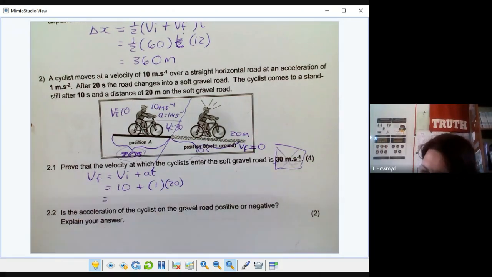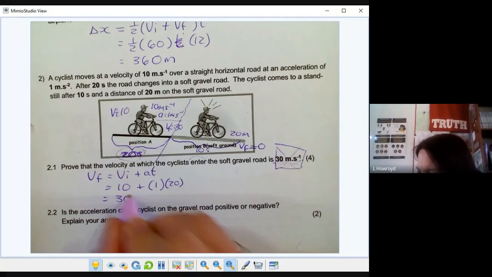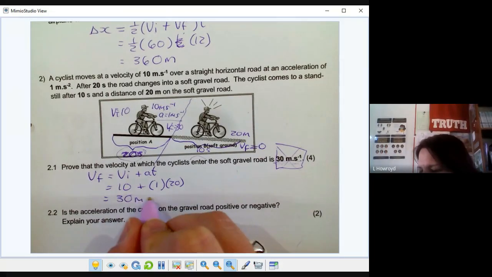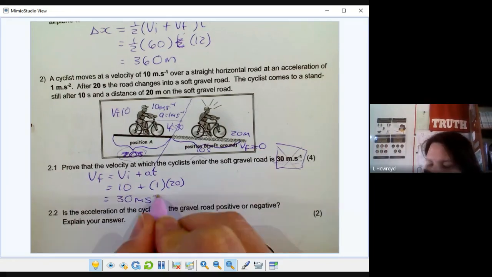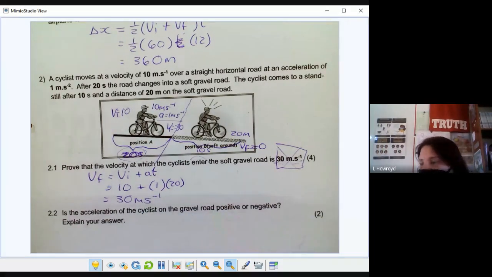That is 200. No, what am I saying? 30. I was multiplying, that's why. Okay, and that works out great. We got the answer. So that's what you do when you're asked to prove something. You're really just working it out and you already know the answer.